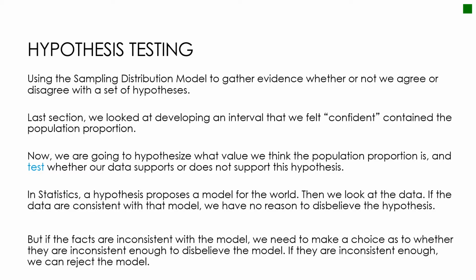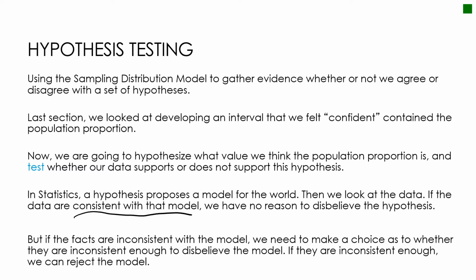What we did previously with confidence intervals is we created an interval that we felt confident contained the population proportion. Now, instead of creating an interval, we're going to say, would it be possible, based on our collected or sampled data, that some value is true? We're looking at the data, and if the data that we find in our sample are consistent with the model, then we're going to believe that the hypothesis is true.